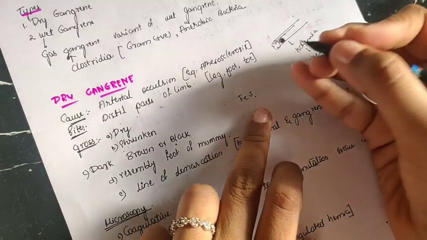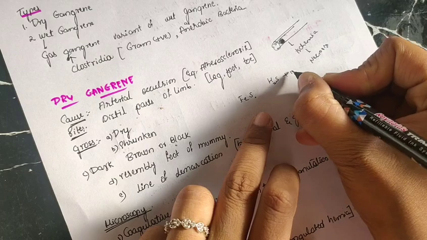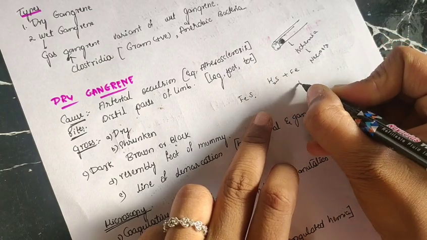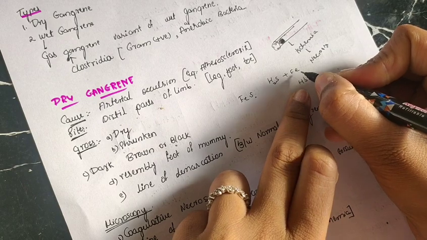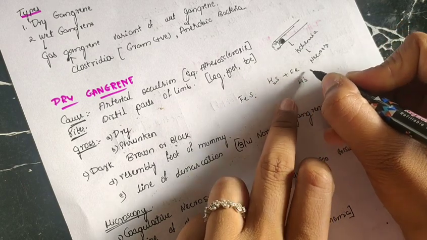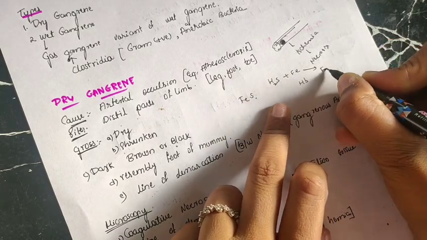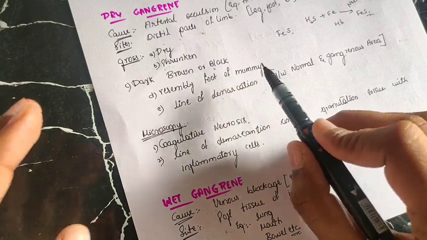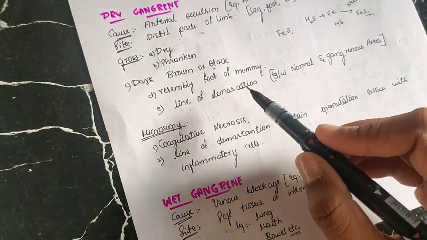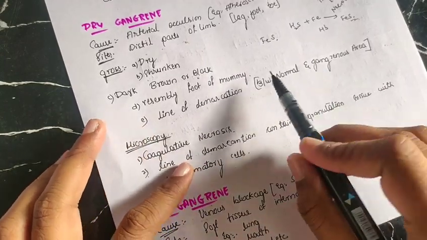Bacteria will be there, as I already said. Bacteria produce hydrogen sulfide, which reacts with iron in the hemoglobin. There will be a breakdown of RBCs, which contain hemoglobin. Hemoglobin contains iron. It comes out, and the iron combines with hydrogen sulfide and forms ferrous sulfide, which gives the black color, and it resembles the foot of a mummy. As I already showed in the image, the line of demarcation can be seen in dry gangrene.